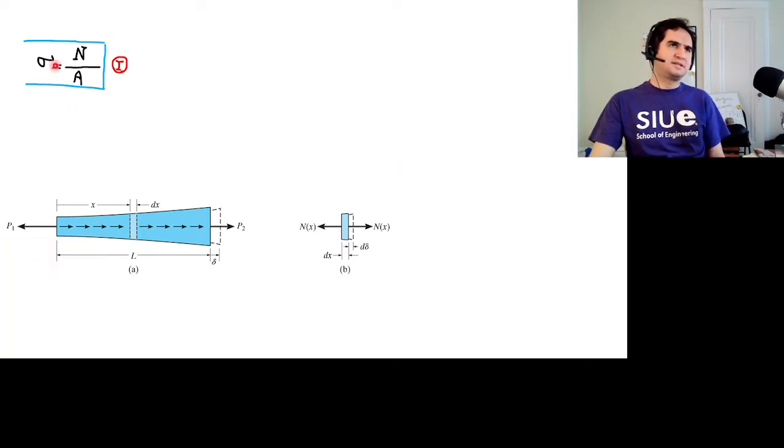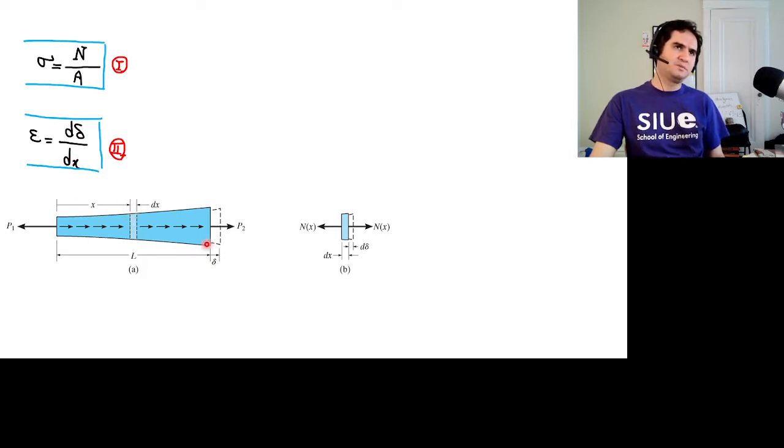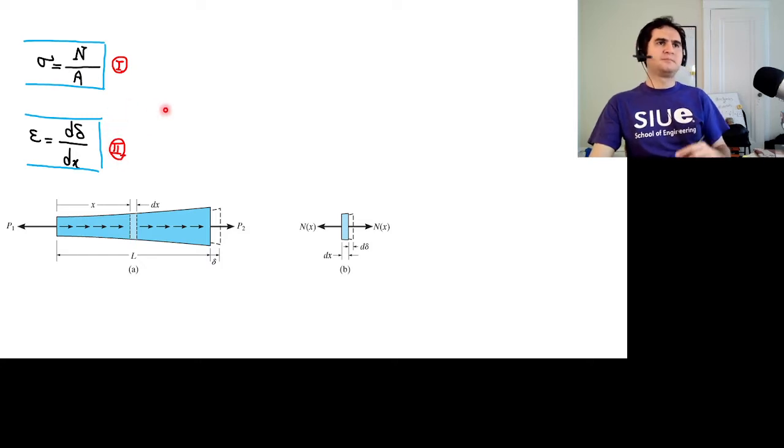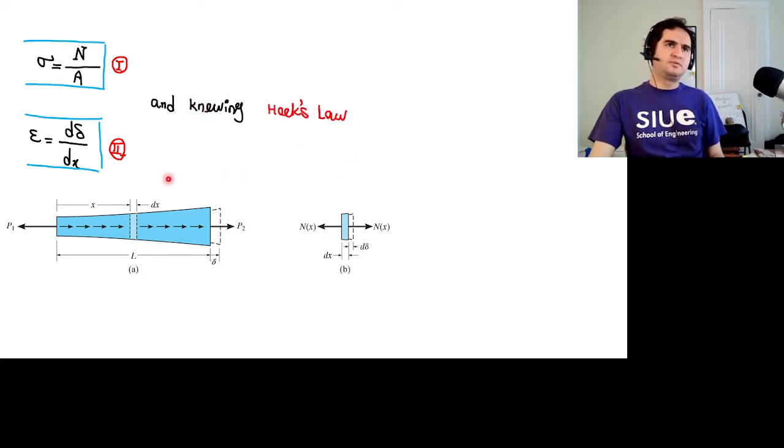We do know that stress is normal force over an area, and we call it equation 1. At the same time, we know strain is a change in length over the original length, where we call dx the length of our element within the whole shape, and we call it equation 2. From Hooke's law we know there is a linear relation between stress and strain: stress is equal to modulus of elasticity times strain, and that's the third equation.